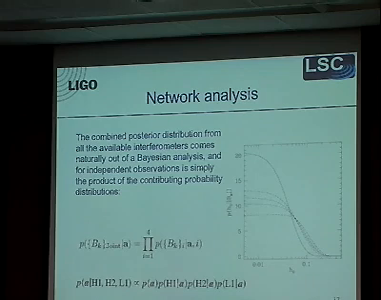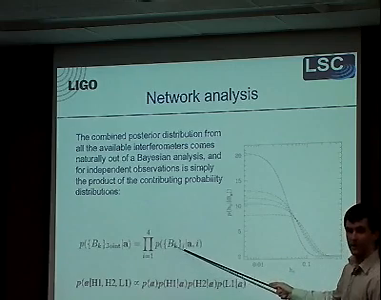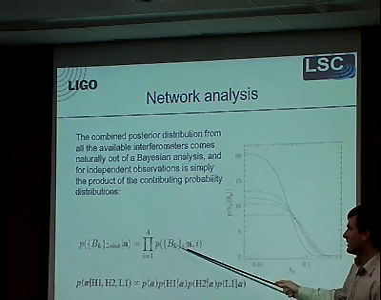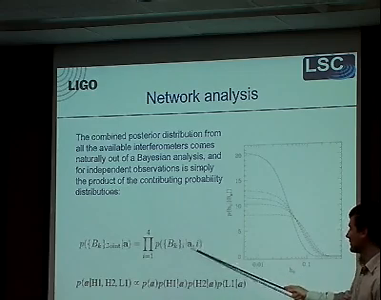So one of the nice things about this method is that it's trivial to expand this to do a coherent search using data from several interferometers. The combined posterior just comes out by the product rule, and you just multiply the likelihoods from the different detectors. So even if the detectors aren't all online at the same time, it doesn't matter. You can still do a coherent analysis.